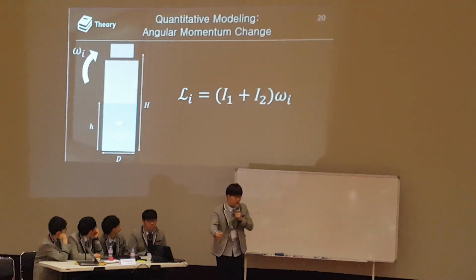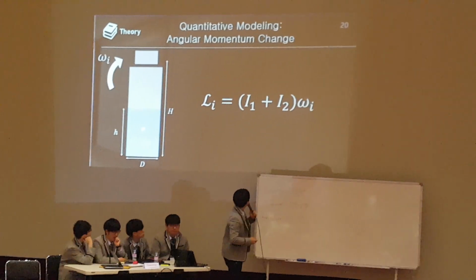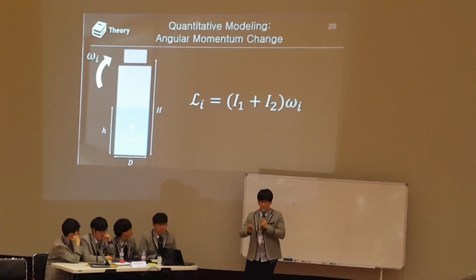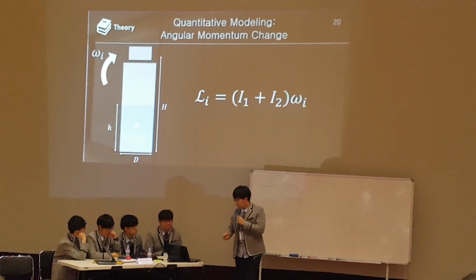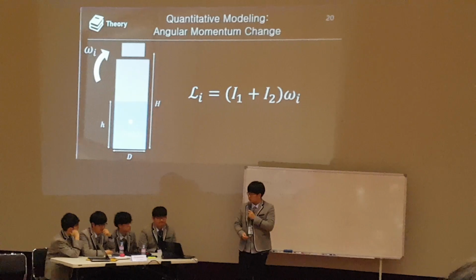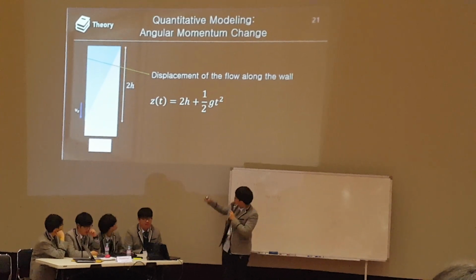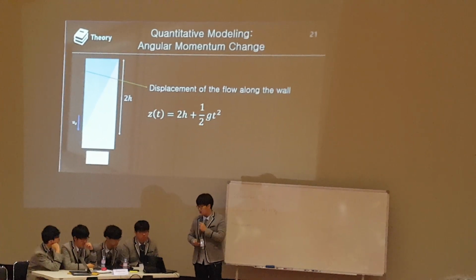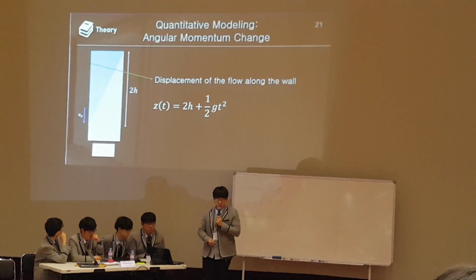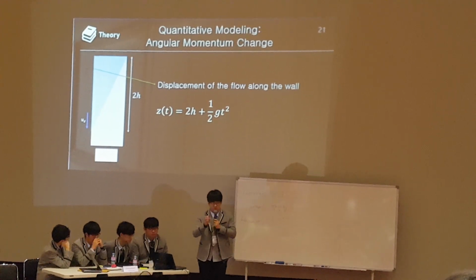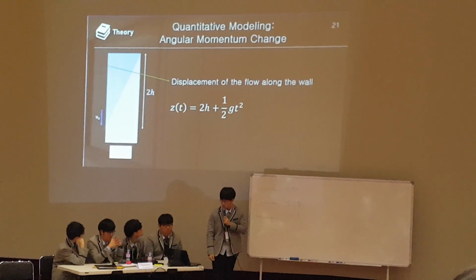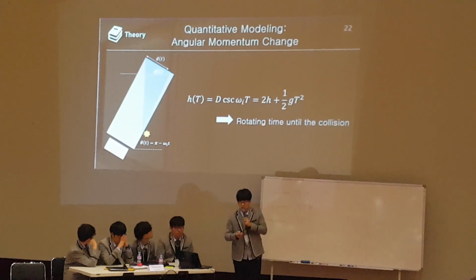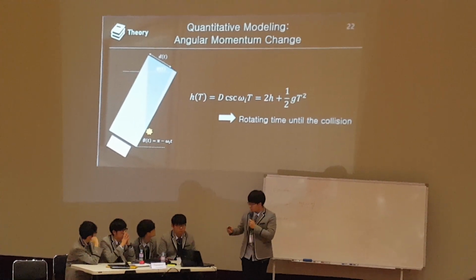So first, when you throw this water bottle with initial angular velocity omega I, the initial angular momentum can be calculated simply, where I1 and I2 represent the moment of inertia of the water block and the water bottle, respectively. Now, when it is turned upside down, the water slides a little and forms a triangular shape. This is done by observation, and the displacement of the flow along the wall can be expressed like this. Since the time interval is very short, we can consider that as a free fall situation. And since during the waterfall, the bottle keeps rotating, we balance the length and get the rotating time until the collision.